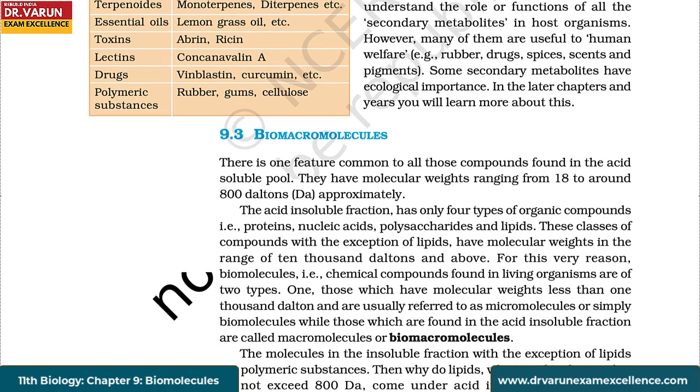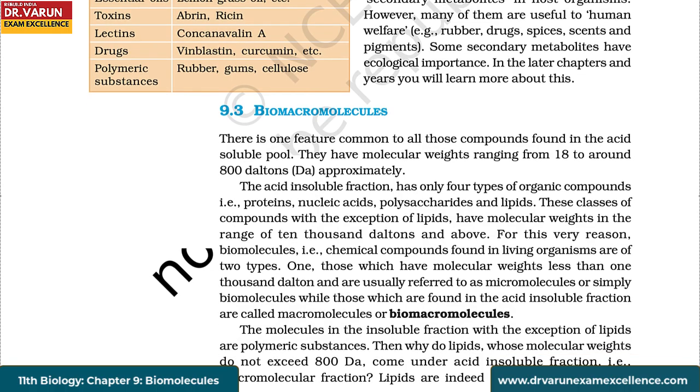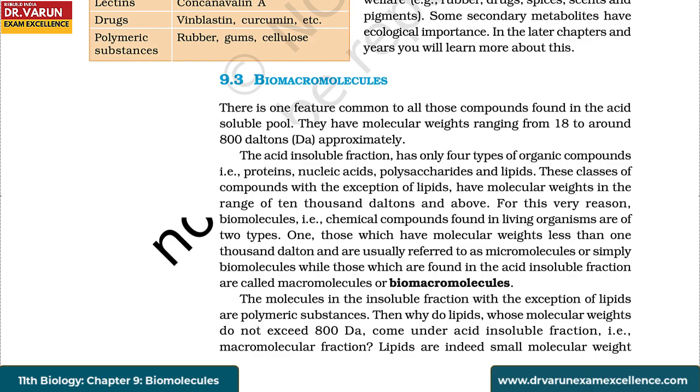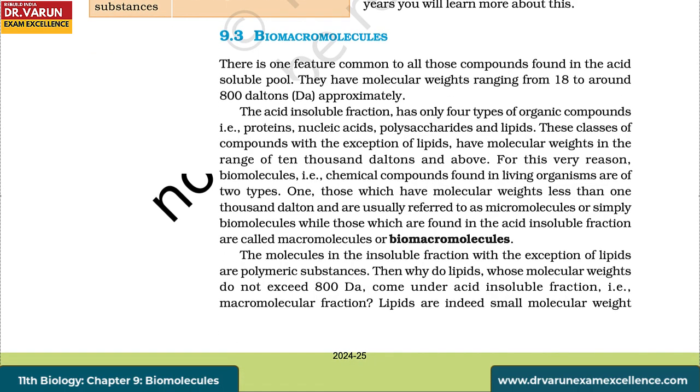Biomacromolecules. There is one feature common to all those compounds found in the acid-soluble pool. They have molecular weights ranging from 18 to around 800 Daltons approximately. The acid-insoluble fraction has only 4 types of organic compounds, that is proteins, nucleic acids, polysaccharides and lipids. These classes of compounds, with the exception of lipids, have molecular weights in the range of 10,000 Daltons and above.